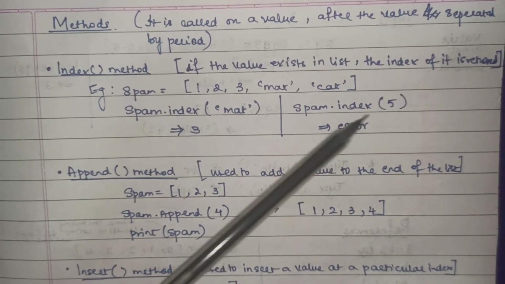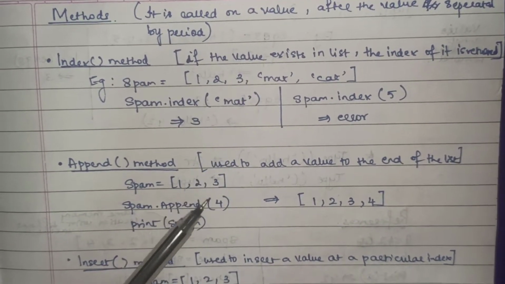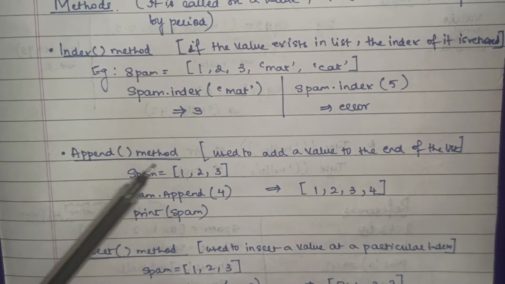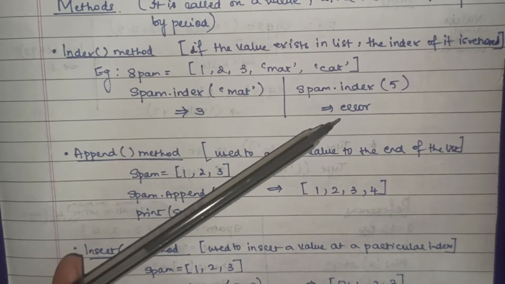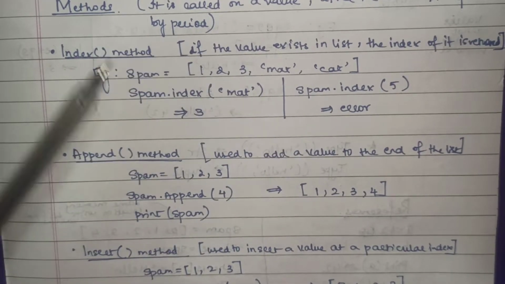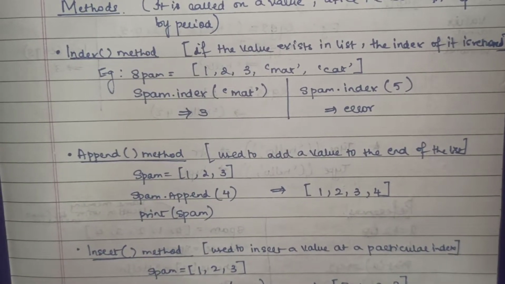Suppose you pass in an element 5 which is not there in the list, and you ask the index method to return the index of that particular value, then it will return an error because that is not there in the list. So that is about the index method.